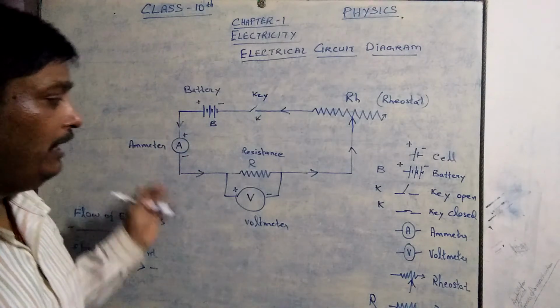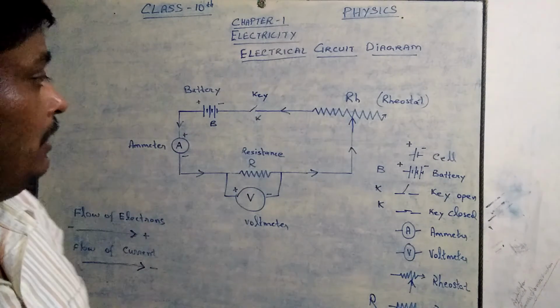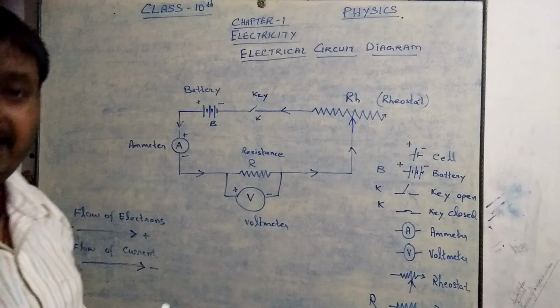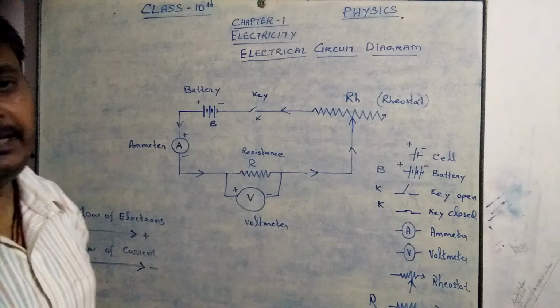So this is the way that we show the different implements that have been used in an electric circuit. This is just a circuit diagram showing the implements.